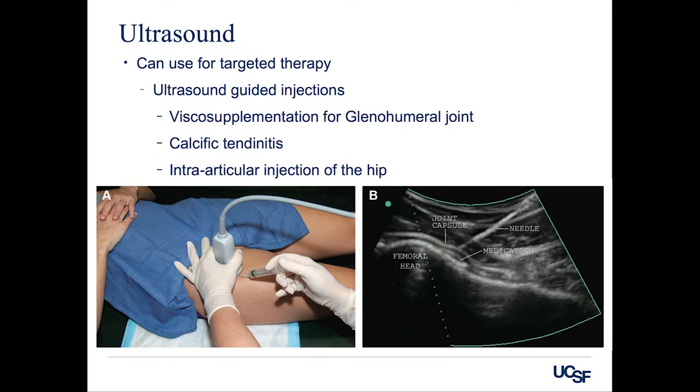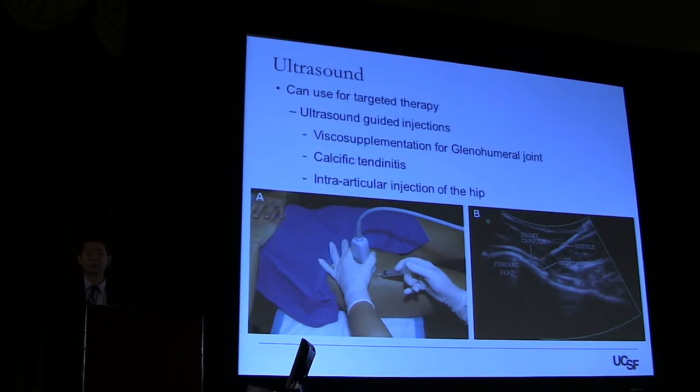So I have an example of when we do it in the hip. So you can use an ultrasound to get all the way into the hip joint. And then here you can see there, here's the needle, and then here's the femoral head. So you can get all the way deep into the joint with this injection. And then you can inject cortisone, PRP, various things.